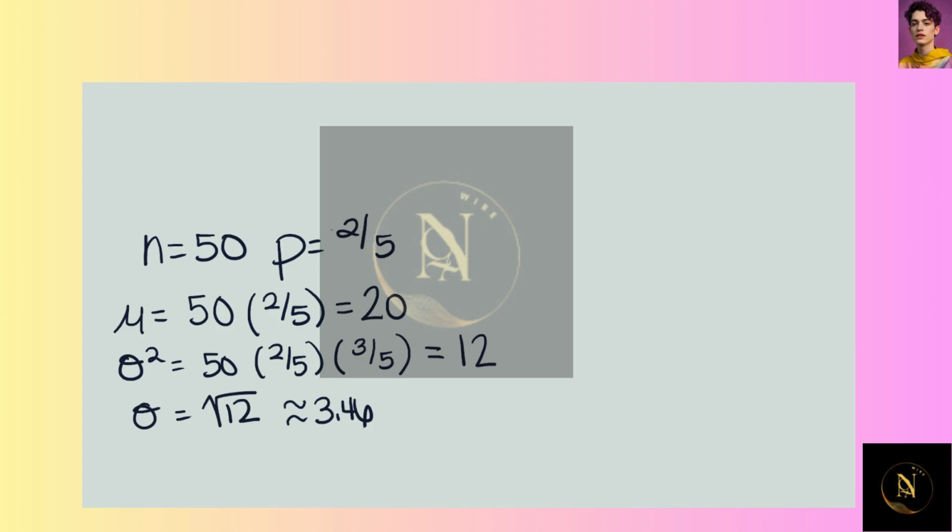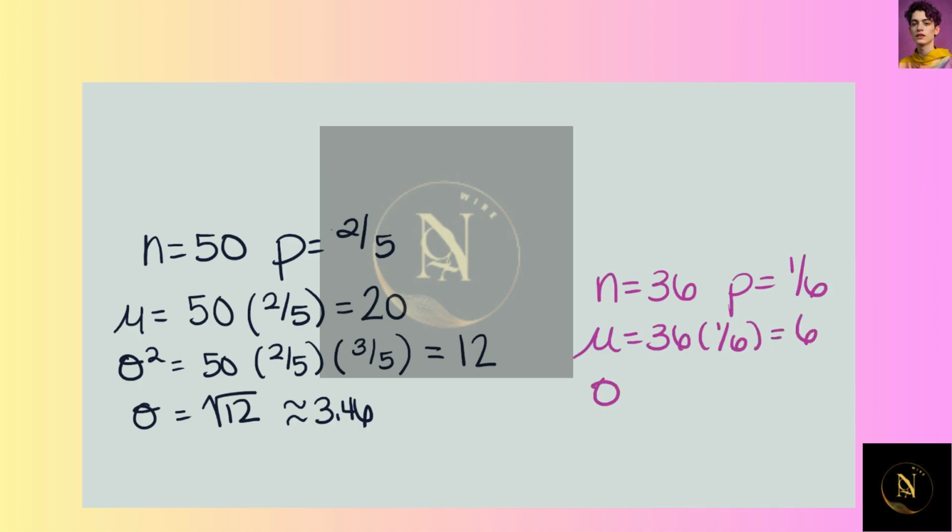Let's try one more. If n equals 36 and our probability is 1/6, our mean is 36 times 1/6, which is 6. Our variance is 36 times 1/6 times 5/6, which equals 5. And our standard deviation would be the square root of 5, which is about 2.24.